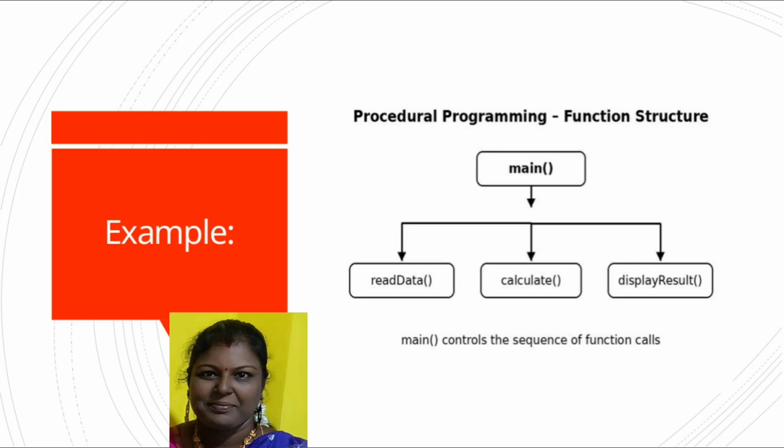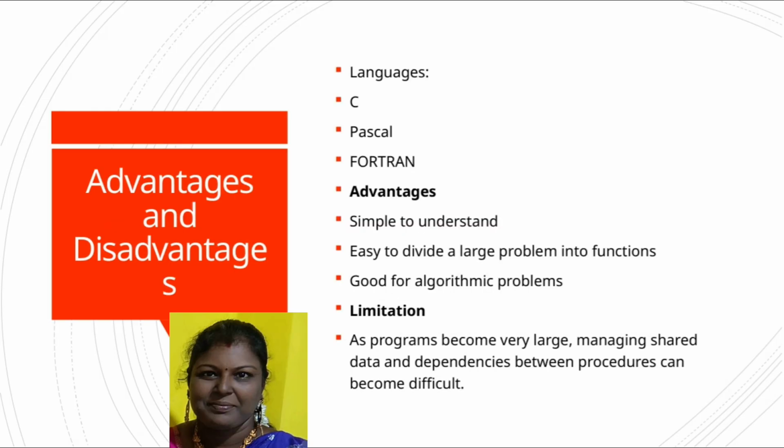Let's look at some classic programming languages, C, Pascal, and Fortran. They're all known for being simple to understand, which makes them great for learning and teaching. They also let us break big problems into smaller, manageable functions. This approach works really well for algorithmic challenges. But there's a catch. As programs grow larger, keeping track of shared data and how different parts depend on each other gets tricky. Managing those connections can become a real headache.